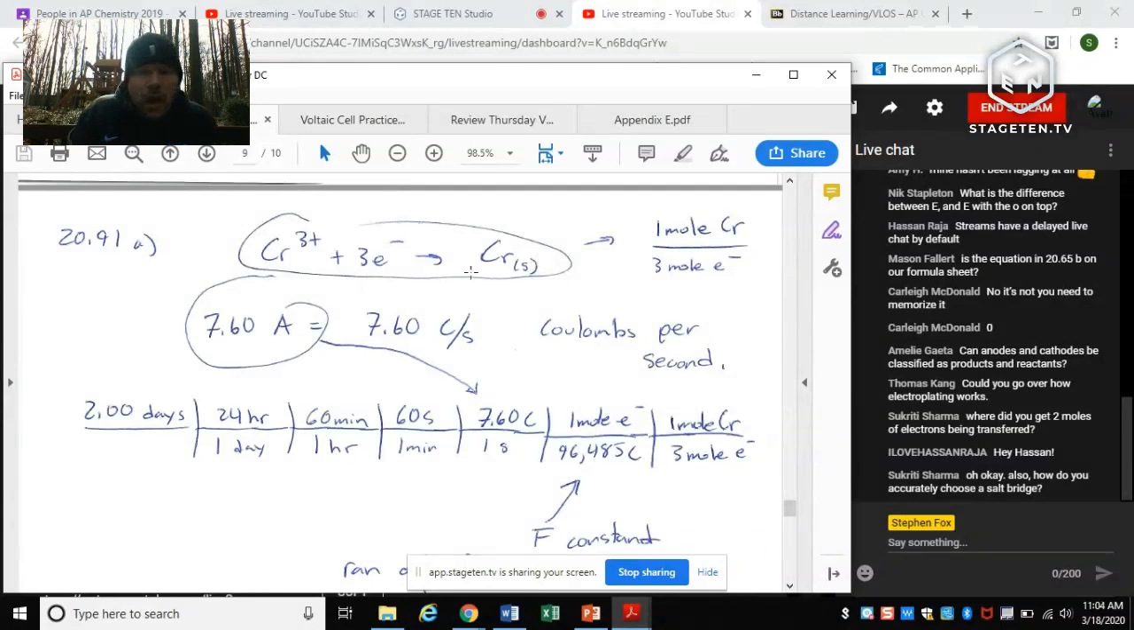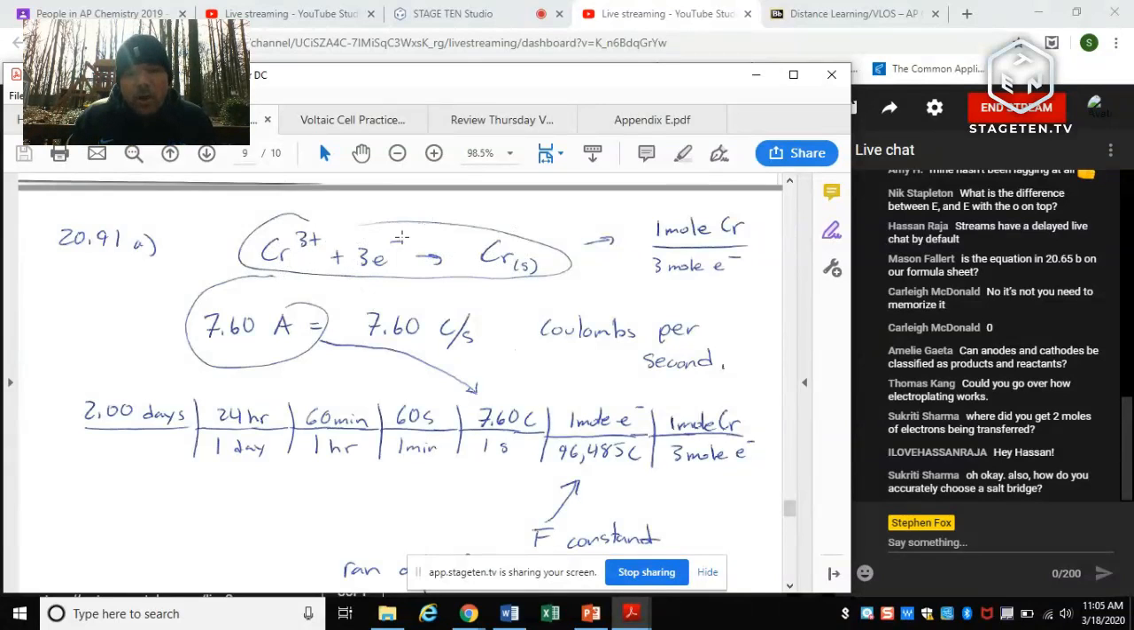All right. So anyway, we're plating, we're getting solid chromium, but it's from chromium 3+. So this is important to write down. This ratio right here: it takes 3 moles of electrons for every 1 mole of solid chromium produced, right? 3 moles of electrons for every 1 mole of solid chromium, okay?